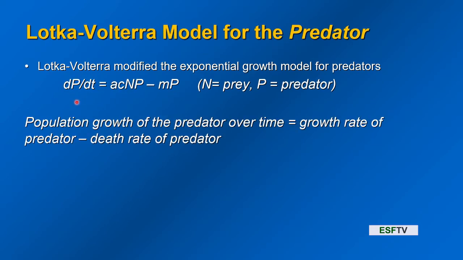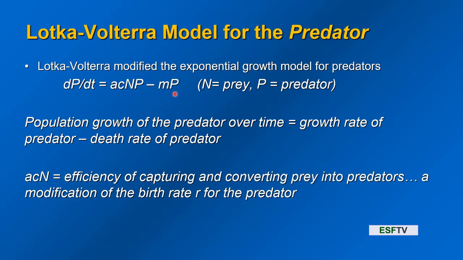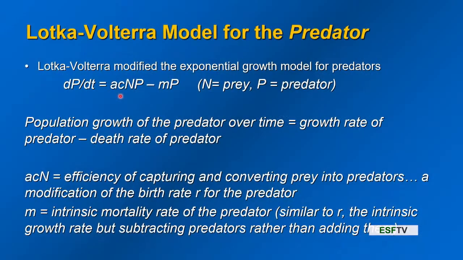So in words, population growth of the predator over time equals the growth rate of the predator minus the death rate of the predator. And aCN, as I was just describing, is just a modification of r, the intrinsic birth rate, but now for the predator, and it incorporates the consumption and assimilation or conversion of those prey into predator. And then again, m is intrinsic mortality rate. I've already described that.